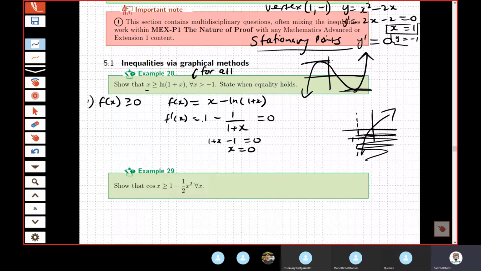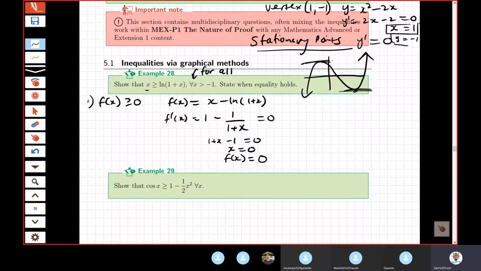Okay, then sub in 0 to find your y value. So your y value, or f of x, equals 0 take away log of 1. Log of 1 is 0, so that should be 0 as well. So far, so good.